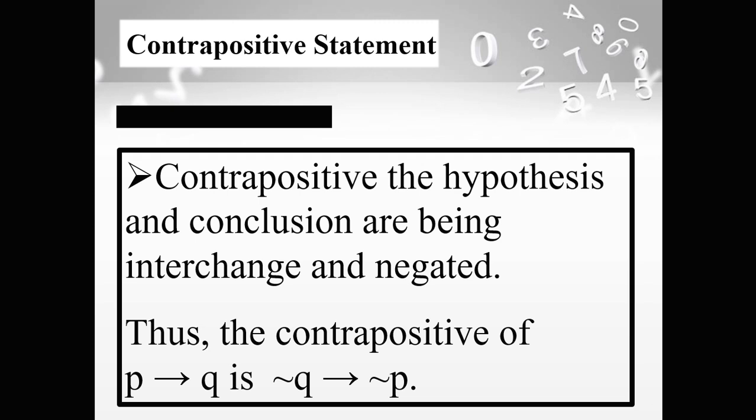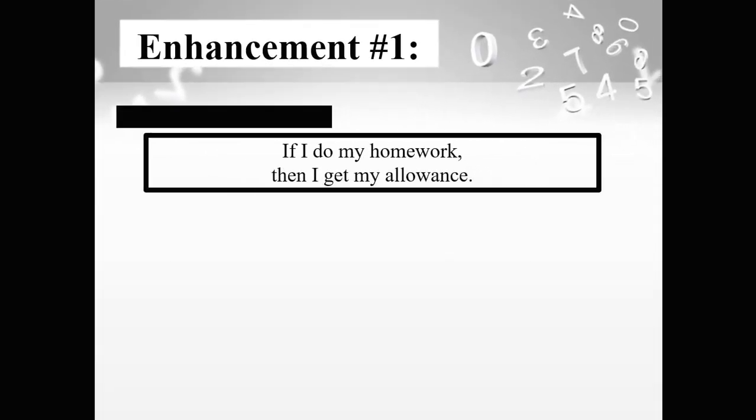Nag-interchange ka, magiging Q implies P. Tapos, nag-negate ka pa, magiging not Q implies not P for contrapositive statement. Okay, so let's have an example.